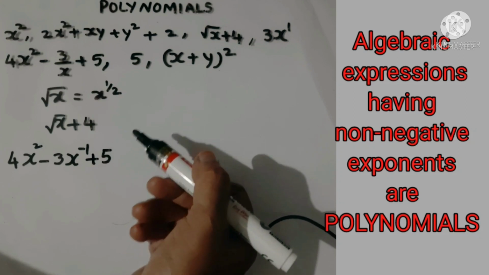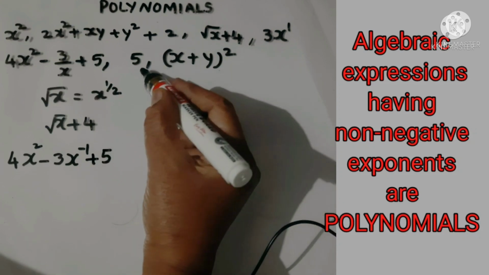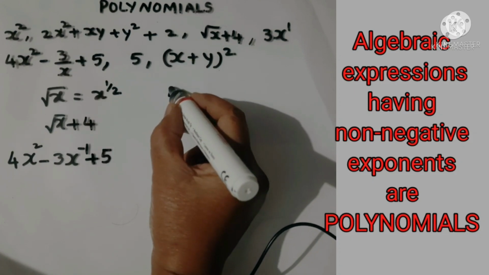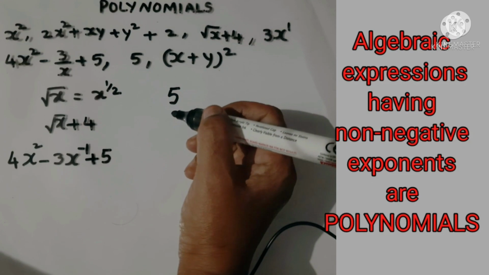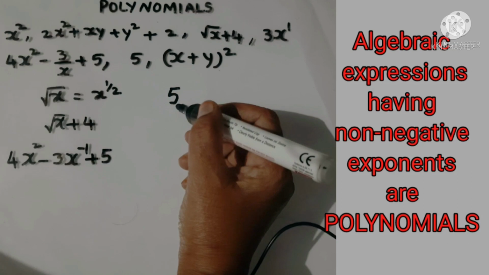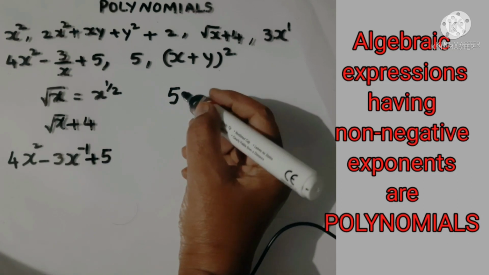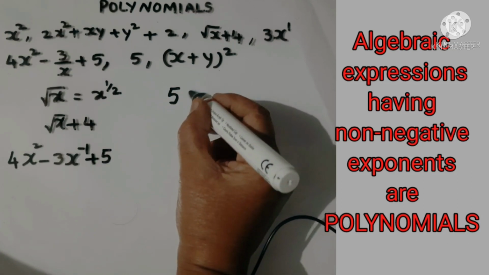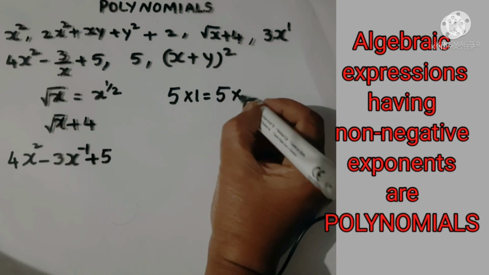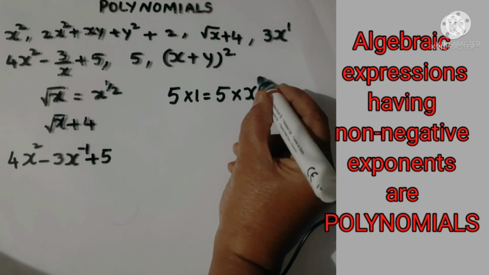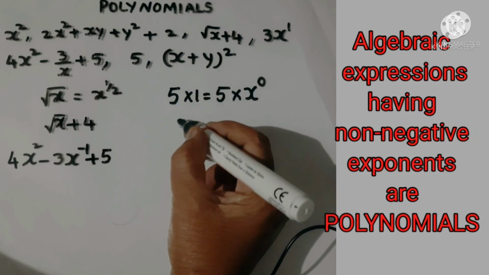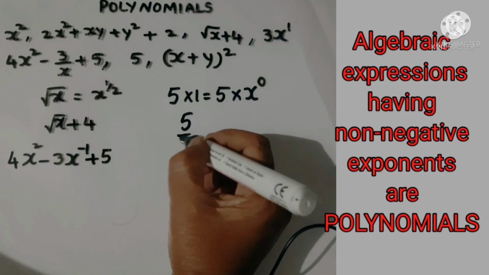Okay. Now let us move to another one. Here we have only one constant, just a number, 5. Is this a polynomial? Yes, this is a polynomial. We can write 5 as 5 into 1, and 1 as x to the power 0. So 0 is a whole number. So this 5 is also a polynomial.